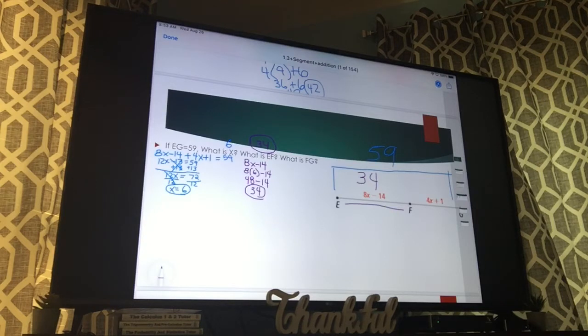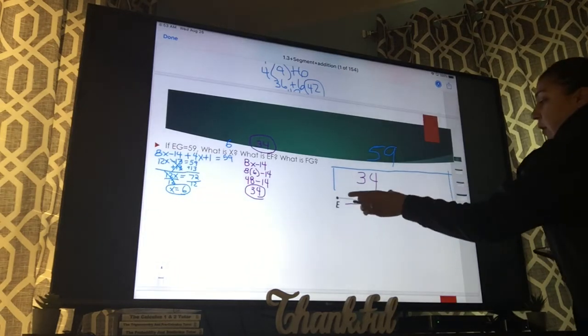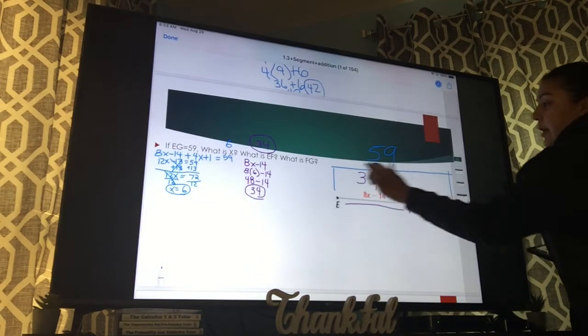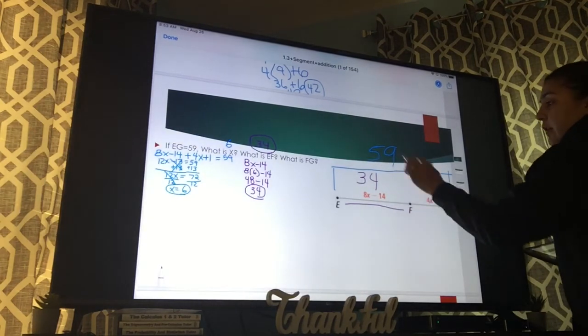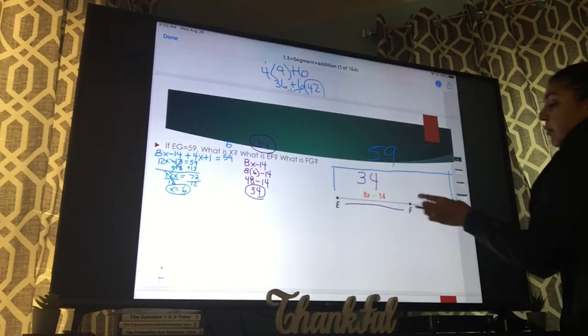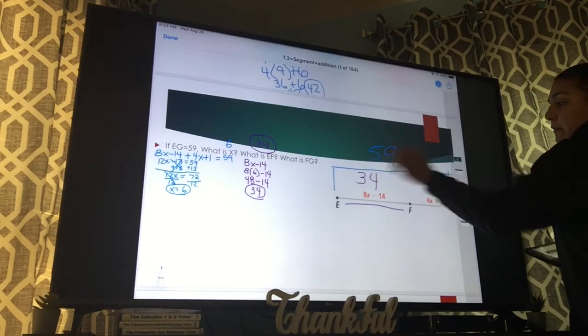Now, I want you to think logically here. So if you know what the whole segment is, it's 59, and you know one segment, EF, is 34, is there an easier way that you could figure out what is the other segment? Okay, because we know that this one plus this one should equal this one. So 34 plus something equals 59.